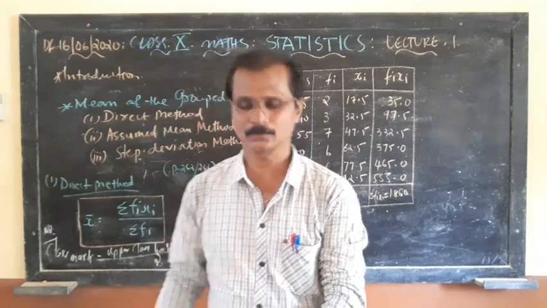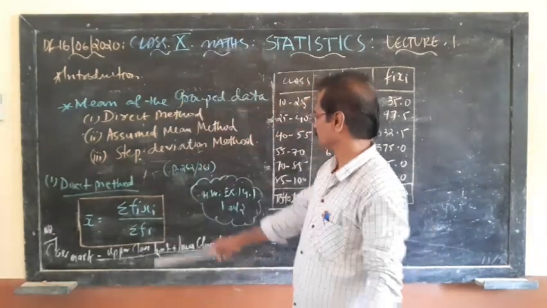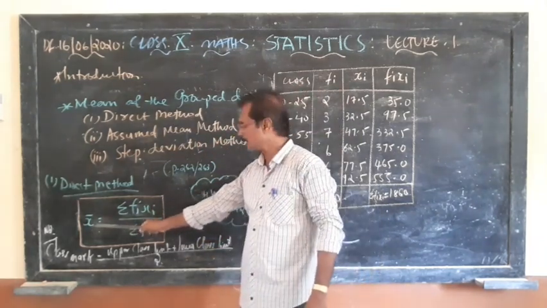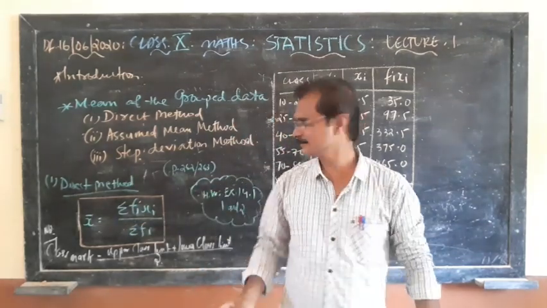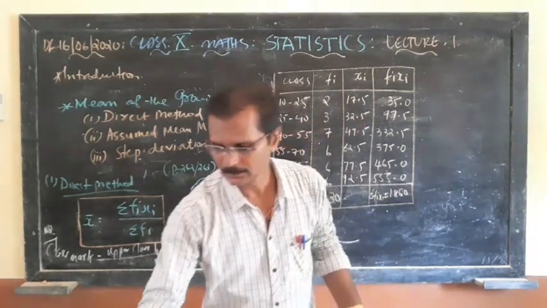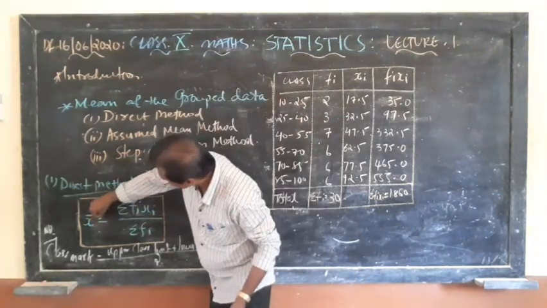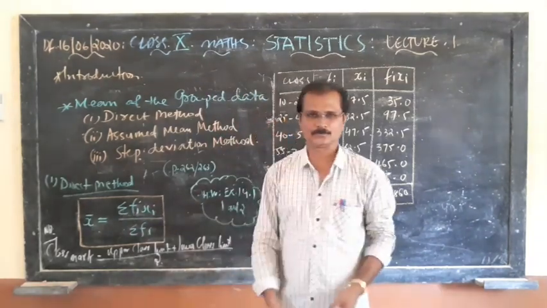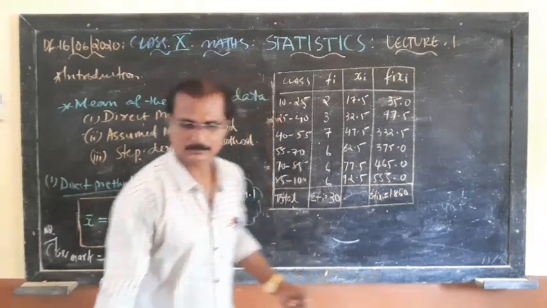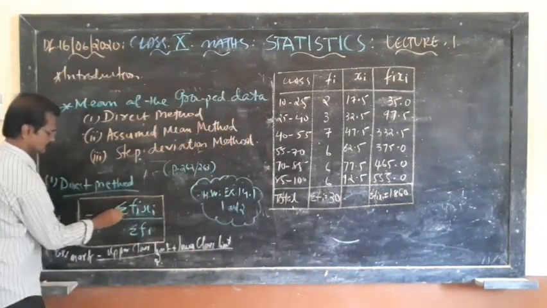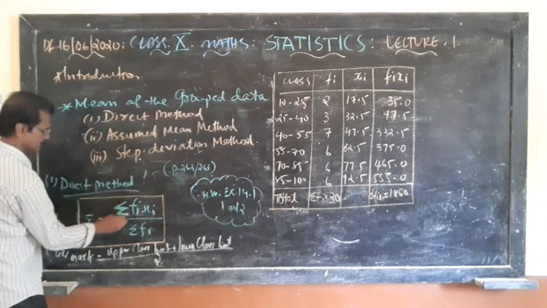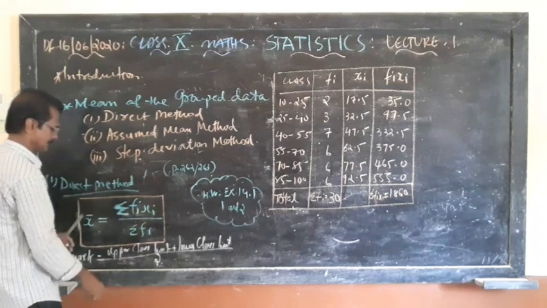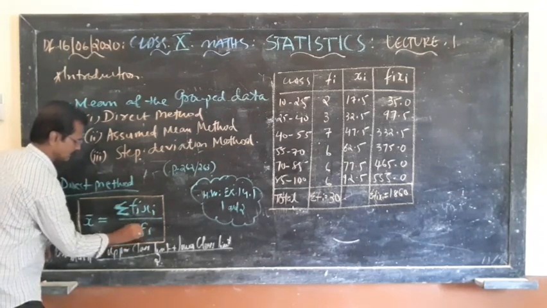We are going to find the mean using the direct method, and the formula is given: x bar equal to sigma. The sign given here is sigma, like a W lying down, just rotated. Sigma Fi xi divided by sigma Fi.